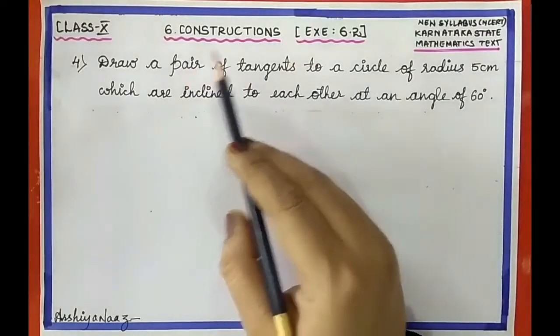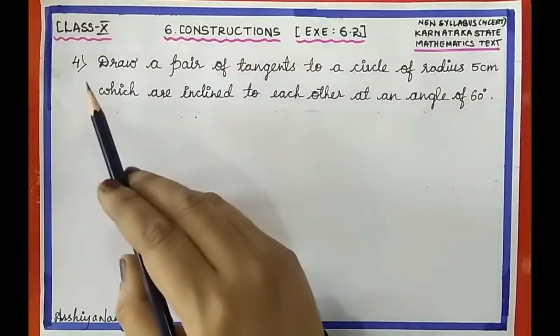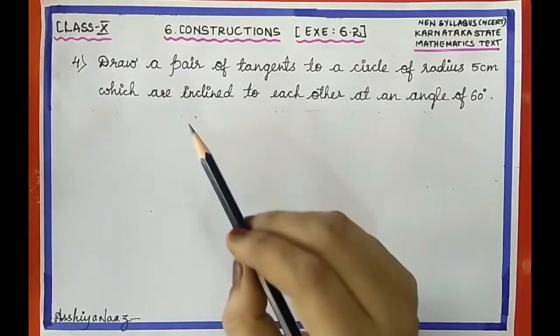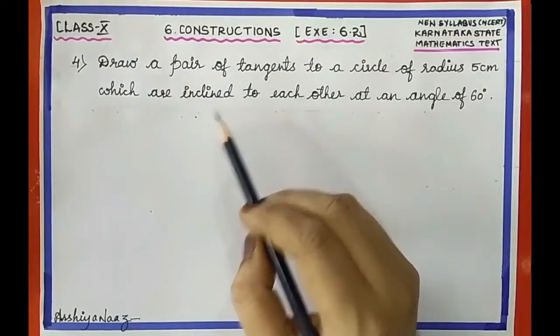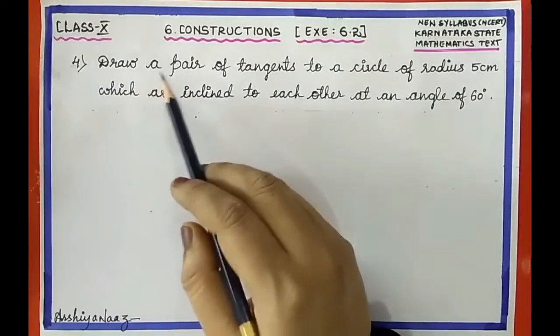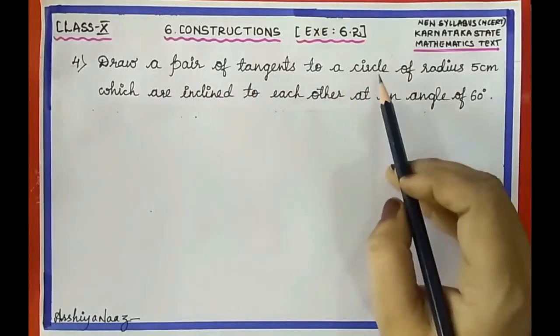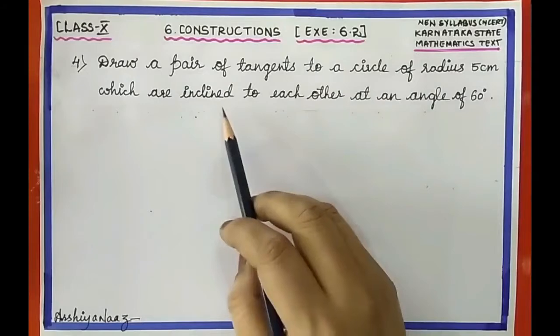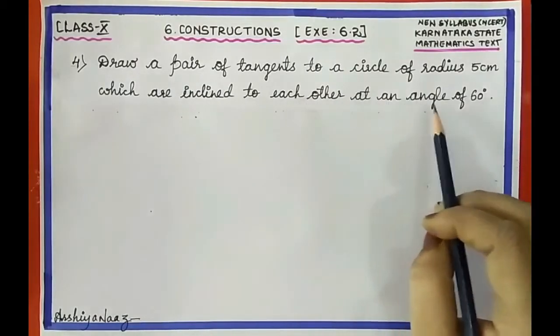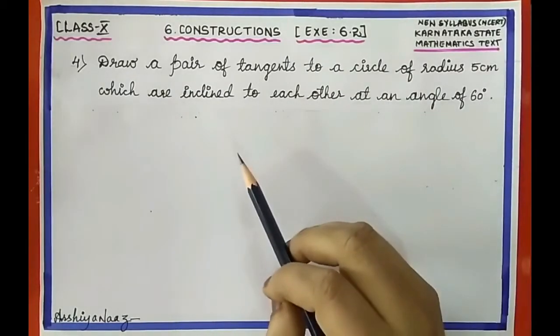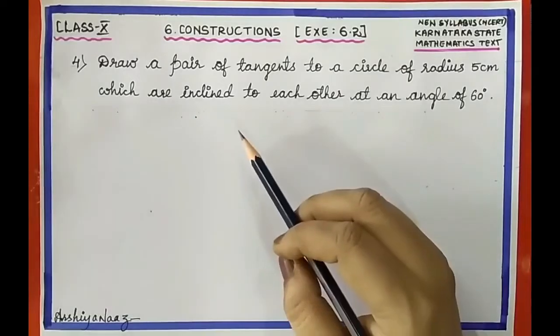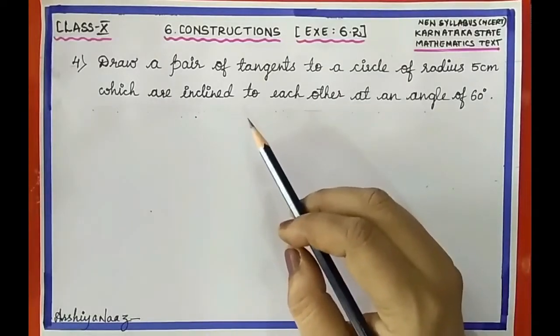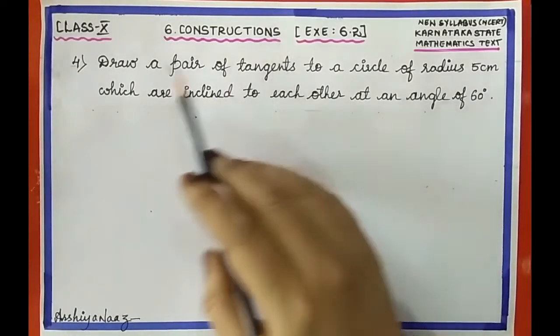From 6th chapter Constructions, here is the fourth question. Let us read it and understand it properly. Draw a pair of tangents to a circle of radius 5 cm which are inclined to each other at an angle of 60 degree. So let us do the construction step by step according to the question.